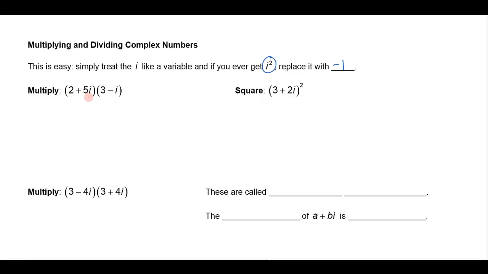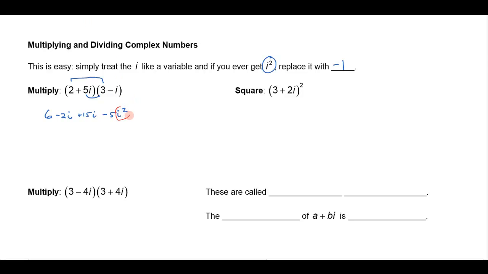So if I multiply 2 plus 5i times 3 minus i, that's just two binomials. I'm just going to FOIL those together. Multiply 2 times 3 gives you 6. That's your first ones. Do the outer ones, are a negative 2i. Do the inner ones, would give you plus 15i. And then do the last ones, 5i times negative i, that would be a negative 5i squared.